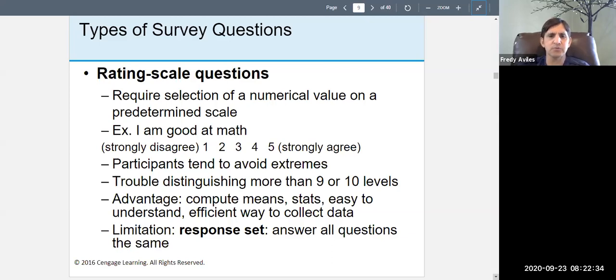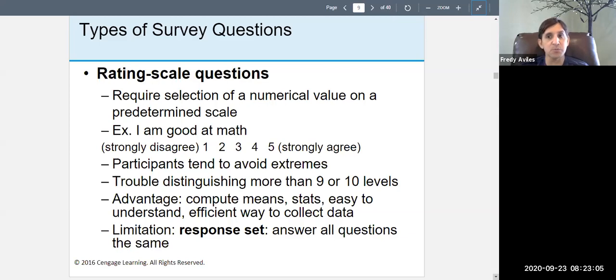And when it comes to these rating scale questions, participants have trouble distinguishing more than 9 or 10 levels. Please do not give a rating scale question that's on a scale of 1 to 10. It could be like, how attractive do you think you are on a scale of 1 to 10, right? We've all heard that. Or how attractive do you think she is on a scale of 1 to 10, right? 1 to 10 scales are not useful. There's too many numbers there. Research shows that the average participant can really distinguish among like 4 different levels.